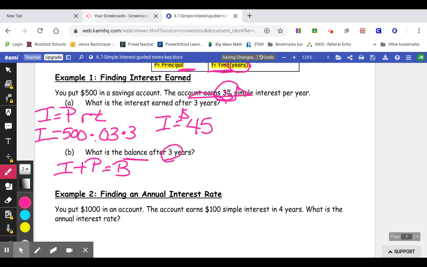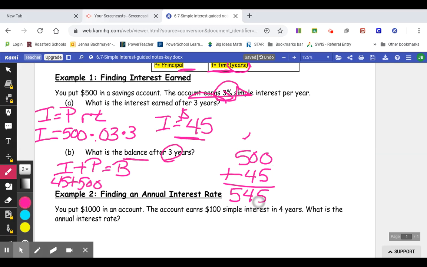So our principal, we started with $500. Our interest that we earned was $45. Don't forget when you line these up. So we have 500 and 45. I'm going to add those together. So I get $545 in my bank account. So my balance is $545. Okay, so that would be what our answer for B is.